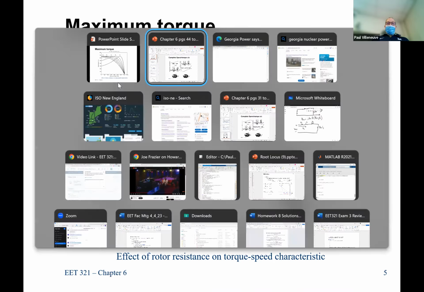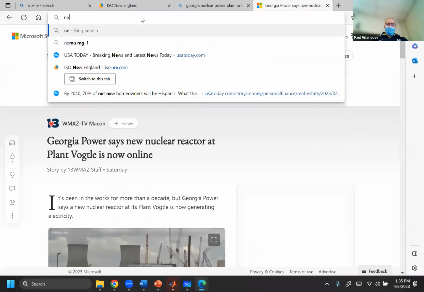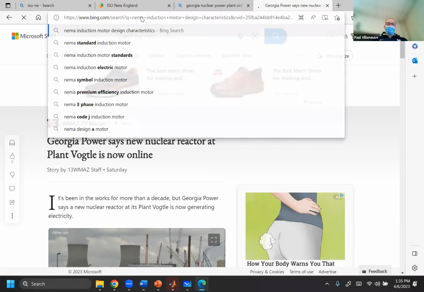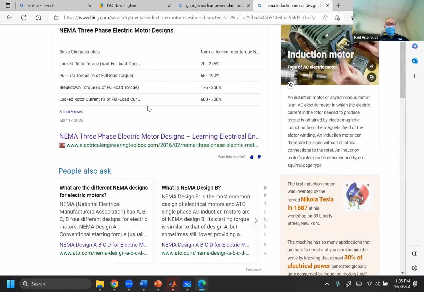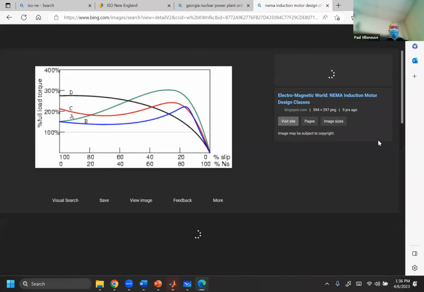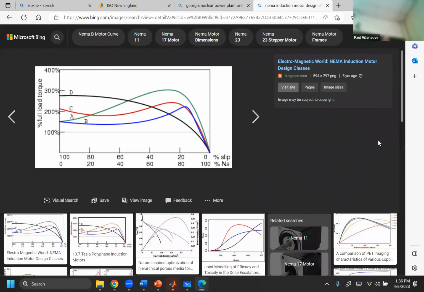And so if you look at NEMA induction motor design characteristic, let's see if we can find a curve. Let's look at some images. These are the 4 types that you get. NEMA design A, B, C, and D. I think these are all called NEMA MG1. MG1 is the motor generator standard that NEMA produces.